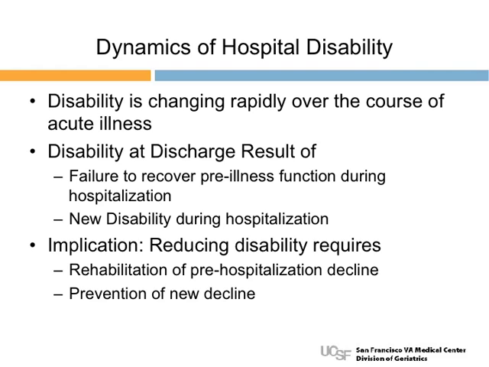It's the failure to recover pre-illness function during the hospitalization, and then there's a problem of new disability during hospitalization. These two groups might need somewhat different things. So when we're thinking about reducing disability, there's really two things going on. How do we rehabilitate function in those who came to the hospital with some new disability? How is that part of their illness management in the same way antibiotics are part of pneumonia management? And then how do we actually prevent them from getting worse while they're in the hospital?